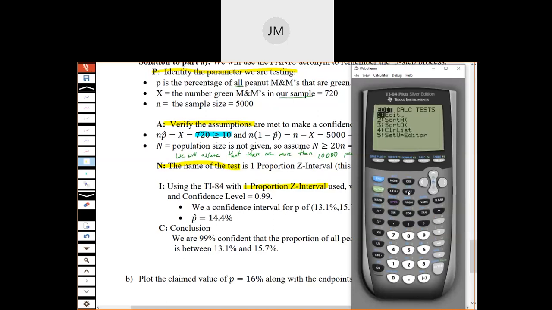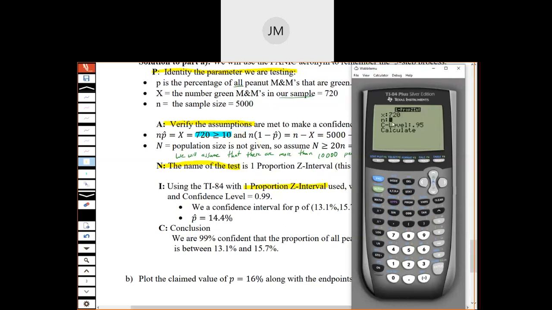So I'm going to press stat. I go over to tests, and I go all the way down here to 1-PropZInt. Be careful, there are a lot of things that start with 1-Prop. Make sure you get the 1-PropZInt. It should be under the letter A. It's prompting us for the x. Well, we wrote down the x in the step above, right? That was 720. That's the number of green M&Ms.